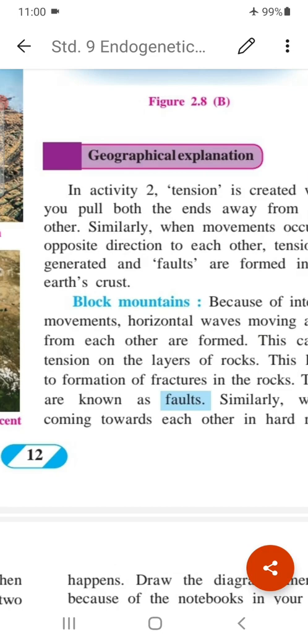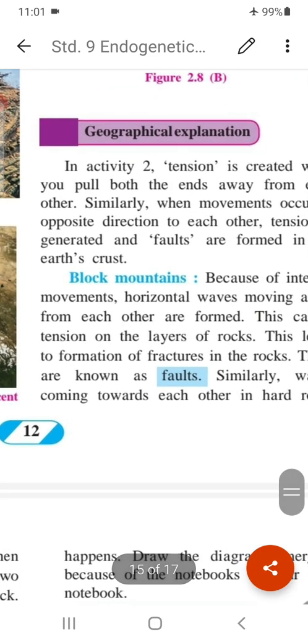Yes. This leads to formation of fractures in the rocks, as we have seen just now. These are known as faults. What is meant by faults? Just see here again. Faults means what? Because of internal movements, horizontal waves moving away from each other are formed, and this causes tension on the layers of rocks. And this leads to formation of fractures in the rocks, and these are known as faults.